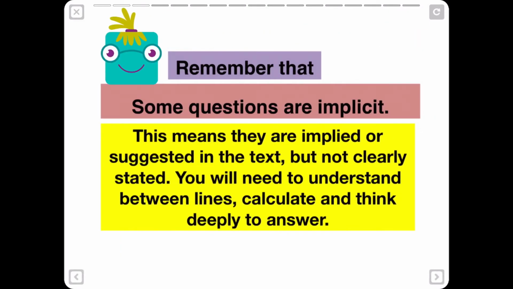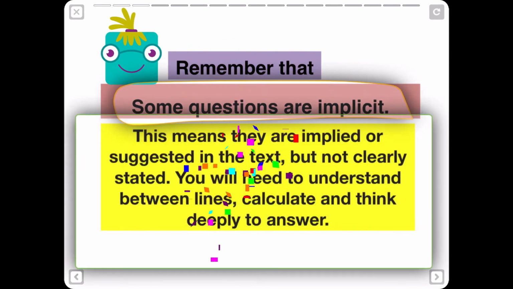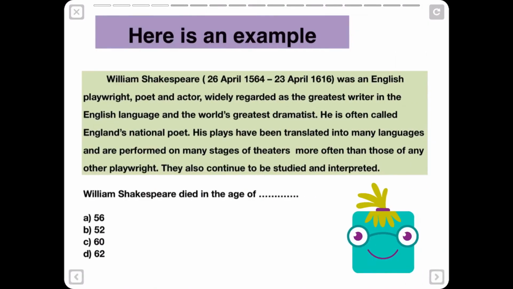Also, you should remember that there are other kinds of questions that are implicit. Some questions are implicit, and this means they are implied or suggested in the text, but not clearly stated. You will need to understand between the lines, calculate, and think deeply to find the answer of the implicit. Here is an example of the implicit question.